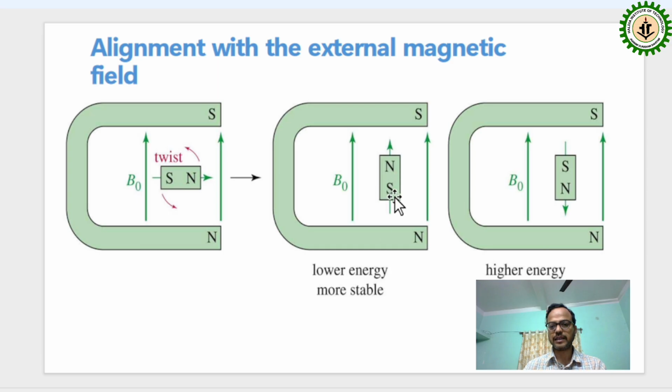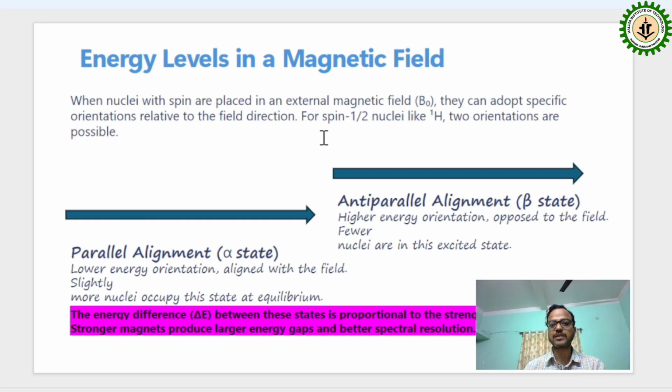If the magnetic field direction is the same as the large magnet, we call that low energy, aligned with the bar magnet. And if the small tiny bar magnet has the magnetic field just opposite to the large bar magnet, then we call this the higher energy state and less stable. Let me tell you that this is the alpha state and this is the beta state, and don't think this is a small magnet. This is actually the nucleus, which is behaving like a small magnet. So the nucleus is placed in the large bar magnet. Now let's talk about alpha state and beta state.